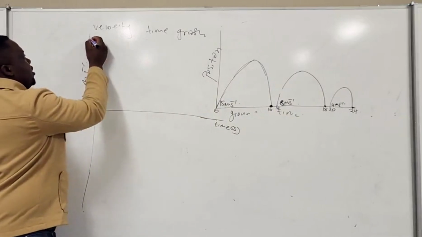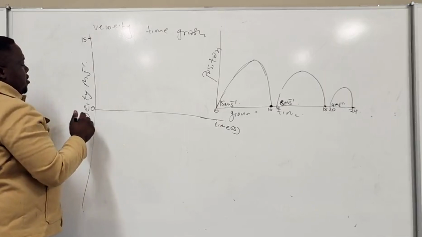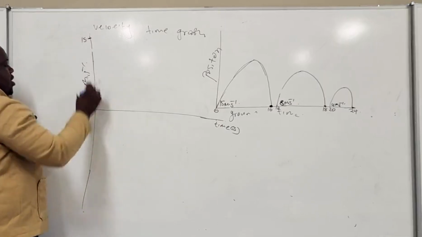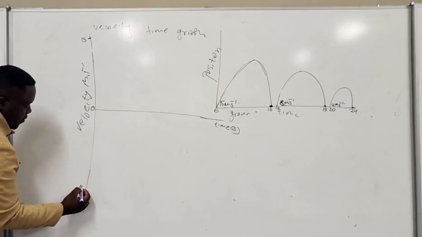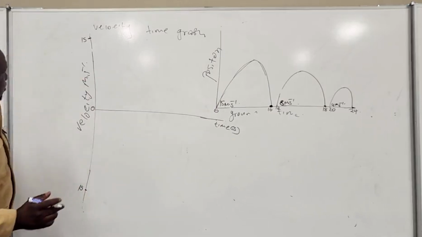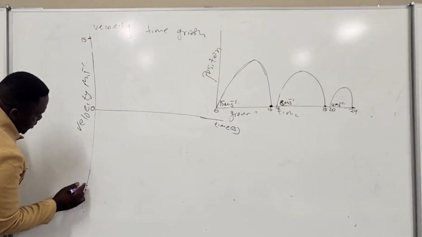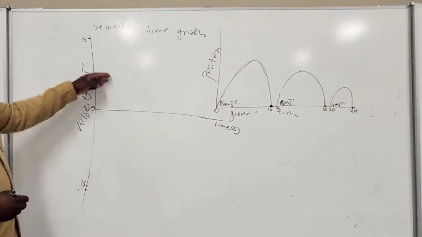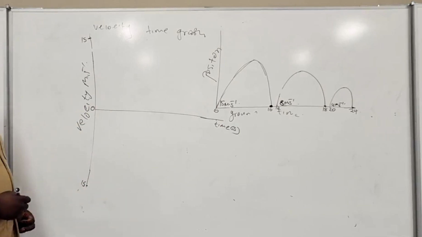It means I can say this is 15 meters per second. 15 meters per second. This space from 0 to 15 must also be equal to this one. This will be 15 meters per second. These two spaces must be equal. I think 15 is around there. So you must use a ruler to make sure that the spaces between them are equal so that they give you the right shape.